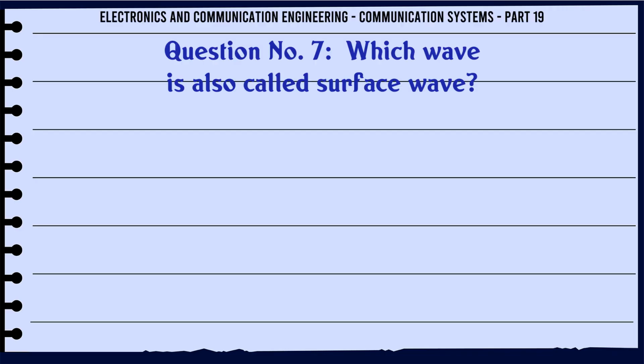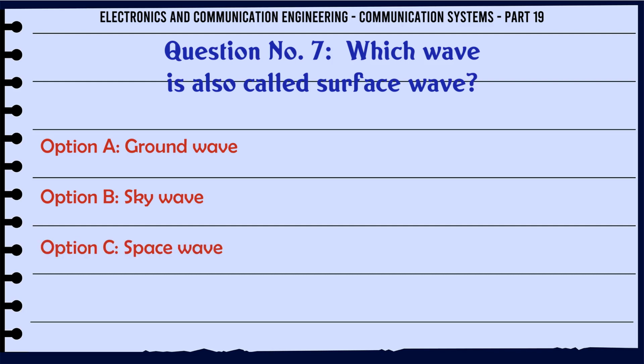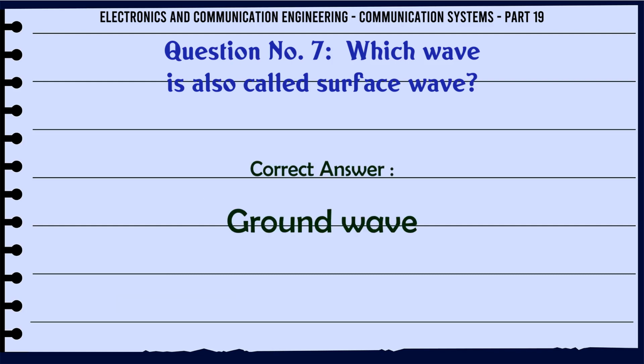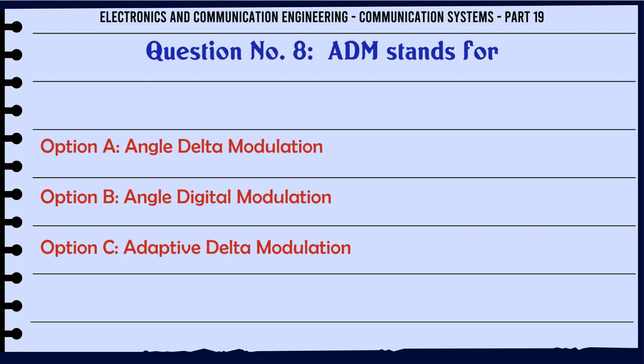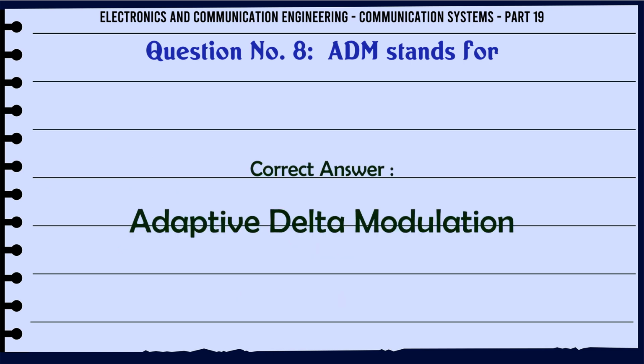Which wave is also called surface wave? A. ground wave, B. sky wave, C. space wave, D. both B and C. The correct answer is ground wave. ADM stands for A. angle delta modulation, B. angle digital modulation, C. adaptive delta modulation, D. adaptive digital modulation. The correct answer is adaptive delta modulation.